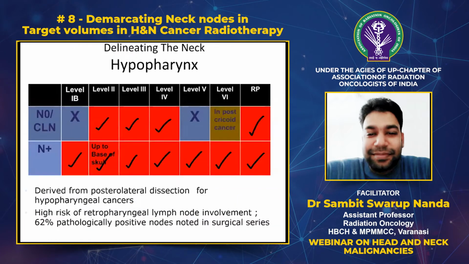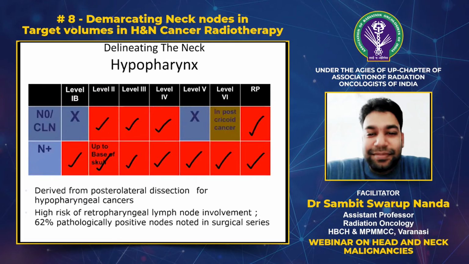Now the last one, that is the hypopharynx one. In hypopharynx, Clifford Chow's paper has shown that even with early stage hypopharynx, mostly the posterior pharyngeal wall tumor, as well as in case of piriform sinus tumors, the chances of level 5 involvement is significantly high.